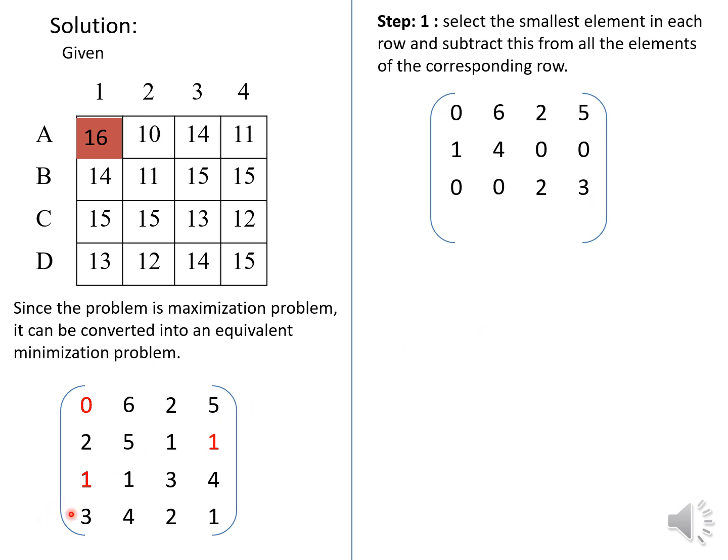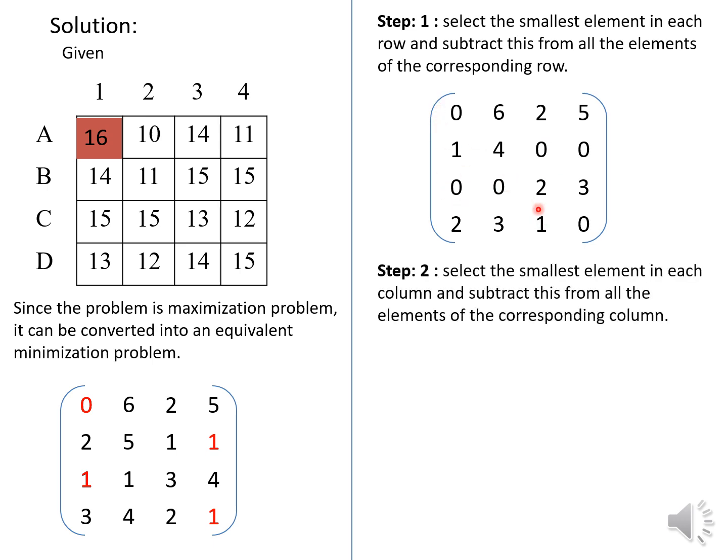Then come to the last row. In this row the least value is 1. So mark 1 and subtract 1 from each and every element of the row. So 3 minus 1 becomes 2, 4 minus 1 becomes 3, 2 minus 1 becomes 1, and 1 minus 1 becomes 0. Now we have successfully done it for the rows. Now we have to do the same procedure column wise.